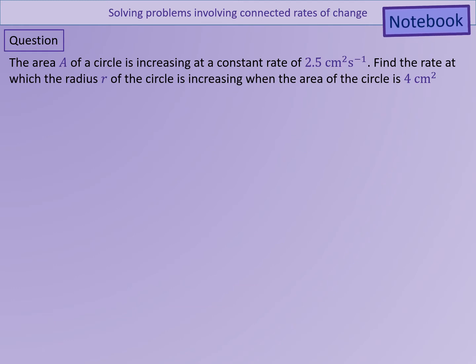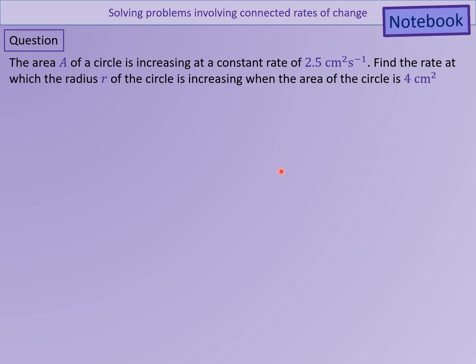Okay, so in your notebooks then please, have a go at writing this question down. The area A of a circle is increasing at a constant rate of 2.5 centimeters squared per second. So it's a case of making sure that you can read that language, per second. So I've got a change in area over a change in time right there. Find the rate at which the radius of the circle is increasing when the area of the circle is 4 centimeters squared. Okay, so I'll pause, give you a chance to write it down.